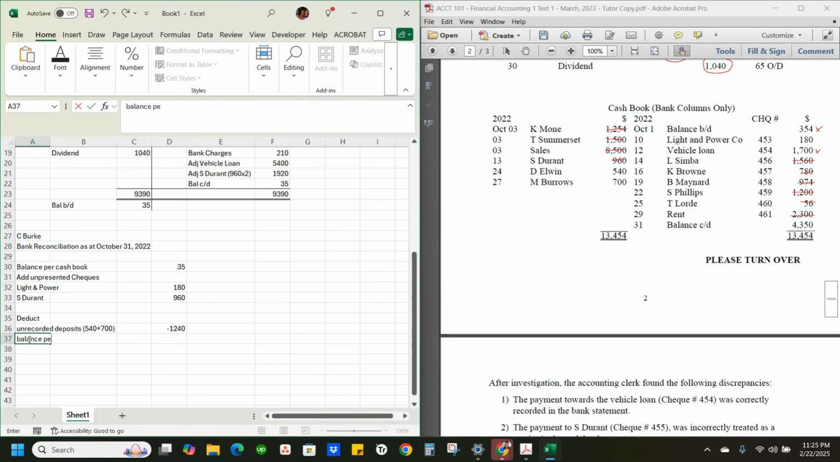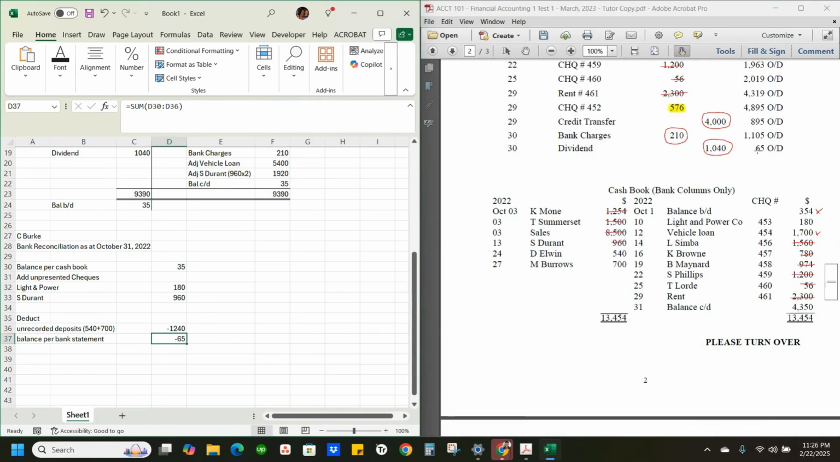All right, I don't think there's anything else. So if all goes well as I said, we should come back to our balance. Our balance per bank statement in our reconciliation should hopefully match what we have on our bank statement. So let's just see. Just resum everything. So we have overdraft, negative 65. Let's look at our bank statement. And yes, there we go. It worked out perfectly. Oh, we have an overdraft.